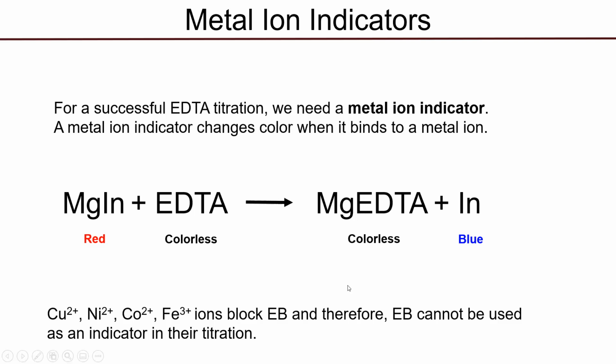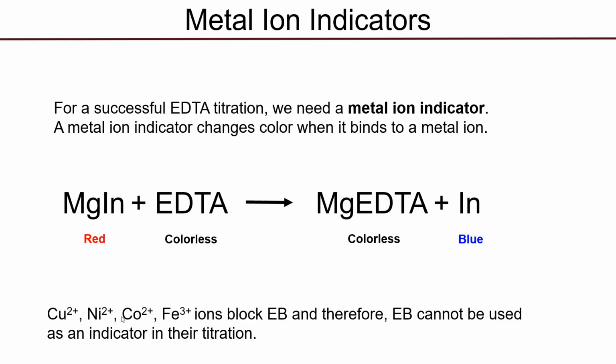In terms of the analytical jargon, we refer to this as the metal ions blocking Eriochrome Black T. And this means that Eriochrome Black T, while it's a great indicator for quantifying calcium and magnesium, can't be used effectively to quantify copper 2+, nickel 2+, or any of these metals that bind it very strongly.